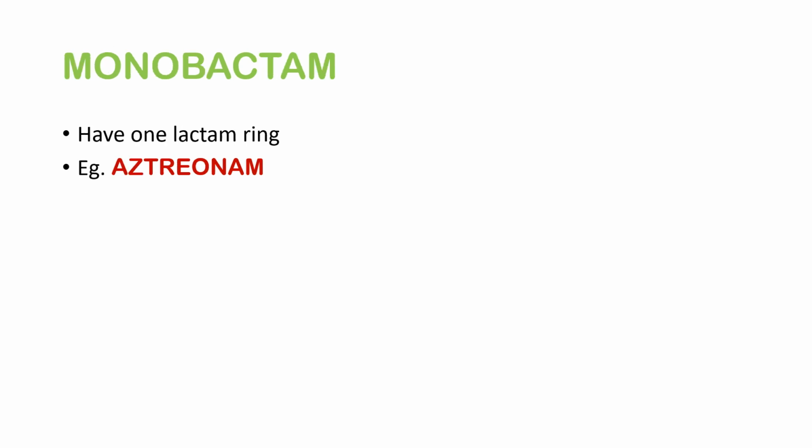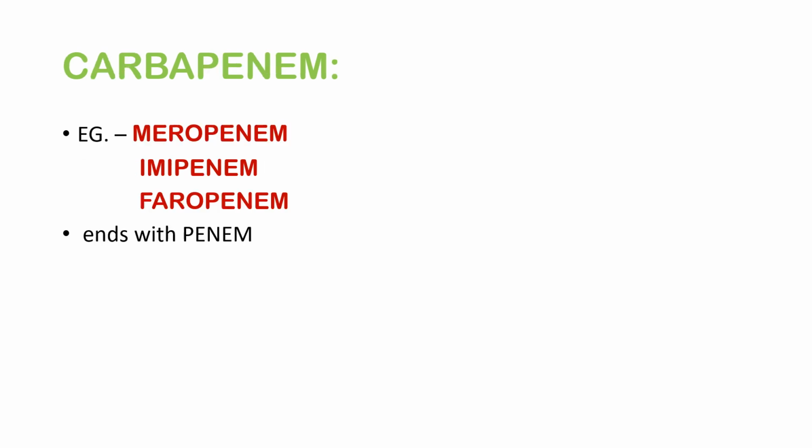Next, third class is monobactam. Monobactam have 1 lactam ring on them. Example is aztreonam. Fourth, we discuss about carbapenem. They include meropenem, imipenem, faropenem, and they end with penem.